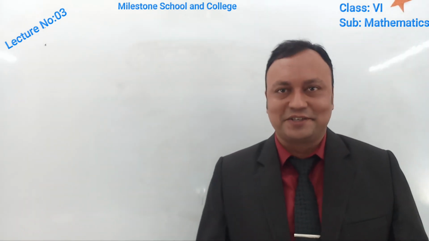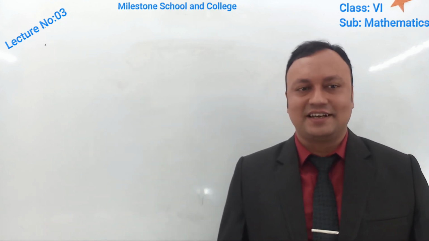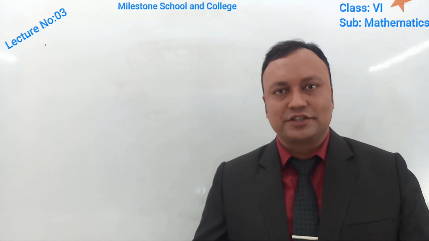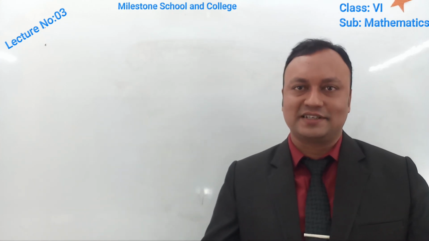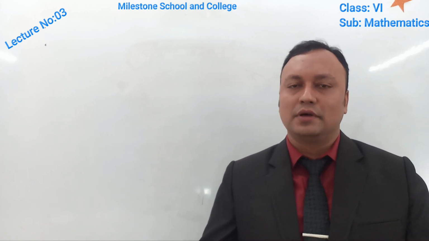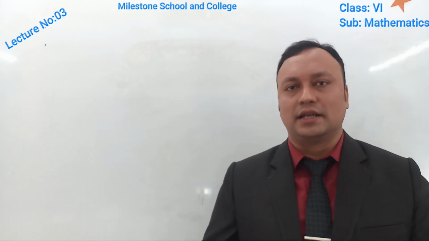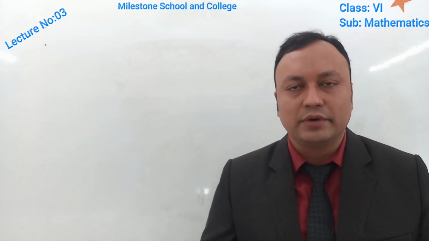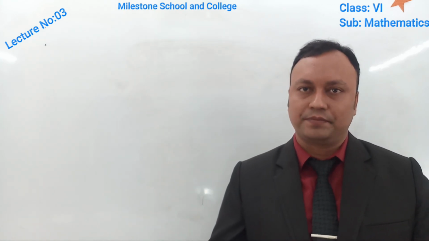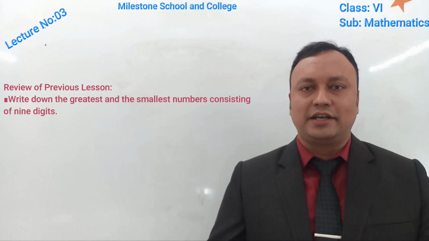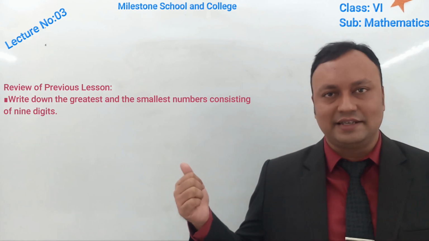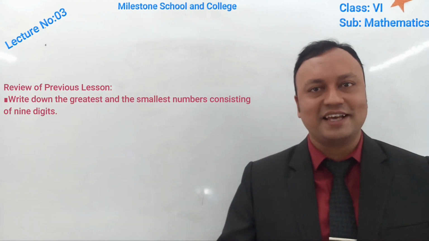At first, my dear students, before starting my class, I want to take some review of the previous lesson. You have already solved some problems from exercise 1.1 in the last class, and I hope you have understood very clearly. So at first I will ask you a problem from the previous lesson. The question will be, write down the greatest and the smallest numbers consisting of 9 digits. So who can tell me the answer?